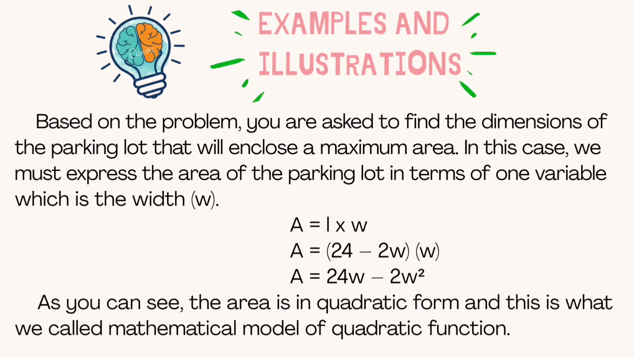That is why we have area, or A, is equal to quantity 24 minus 2W times W. Simplifying the equation, A will be equal to 24W minus 2W squared. As you can see, the area is in quadratic form, and this is what we call the mathematical model of the quadratic function.